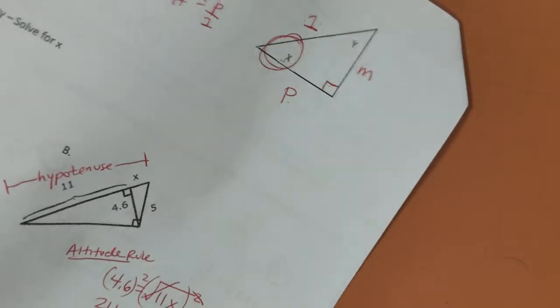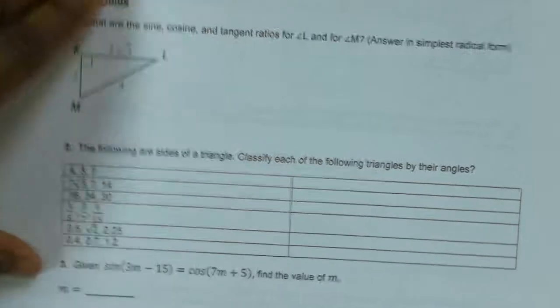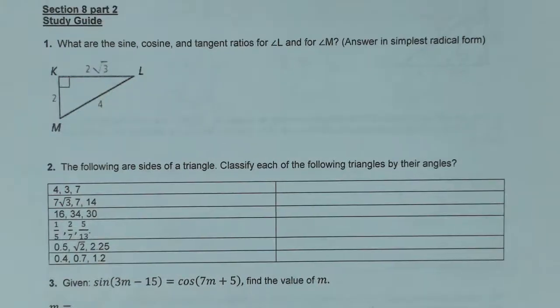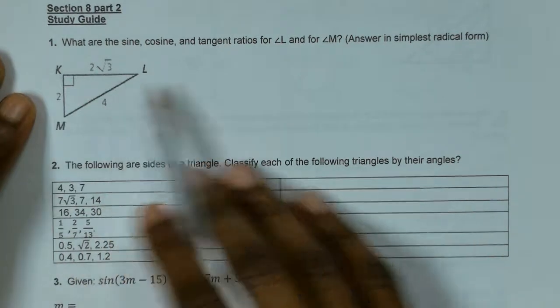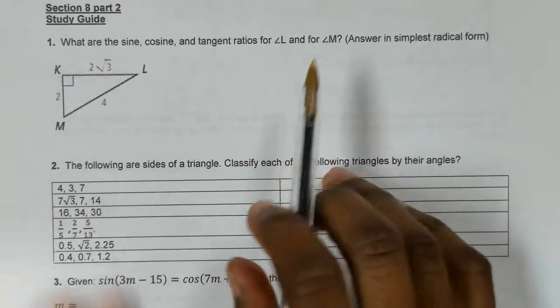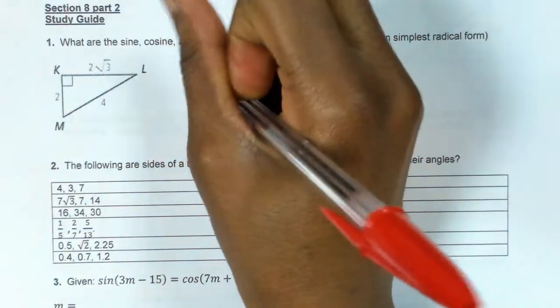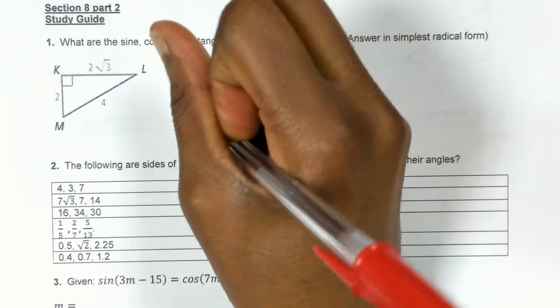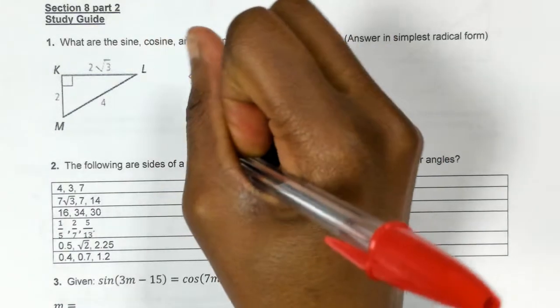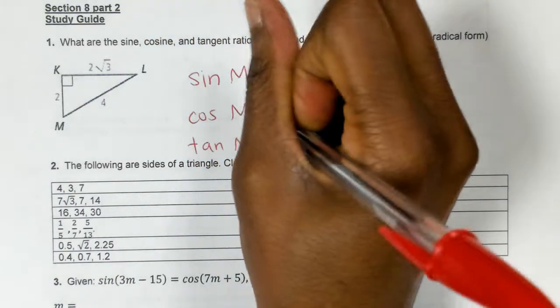Okay, part 2, that's all the trig and geometric mean. Really no special right triangles yet or Pythagorean theorem, but those two things are covered on your test. So part 2 has a little bit more of everything. So what are the ratios for sine, cosine, and tangent for L and M in simplest radical form? So we'll write each of those out for both.